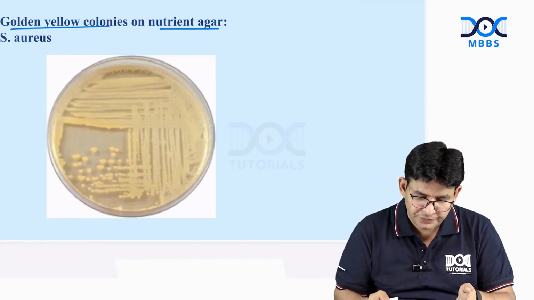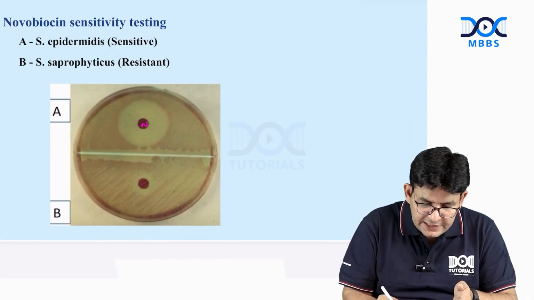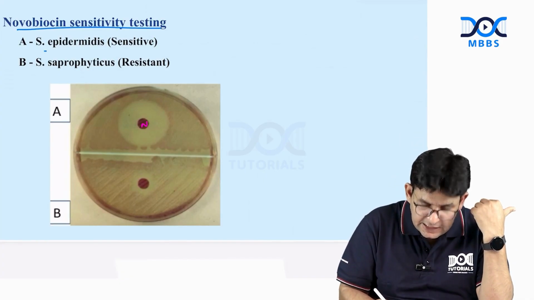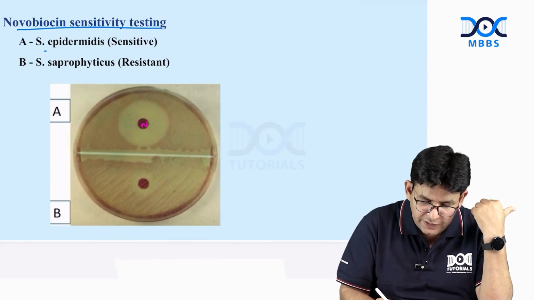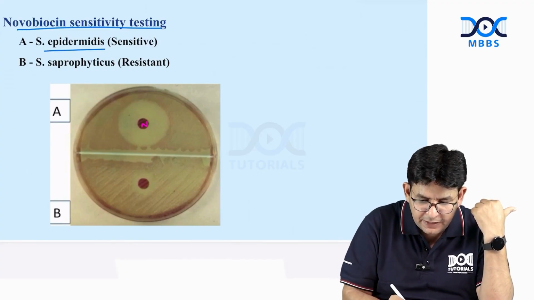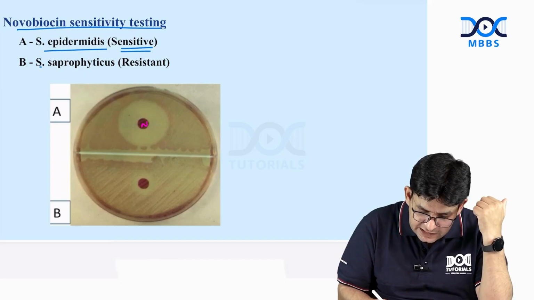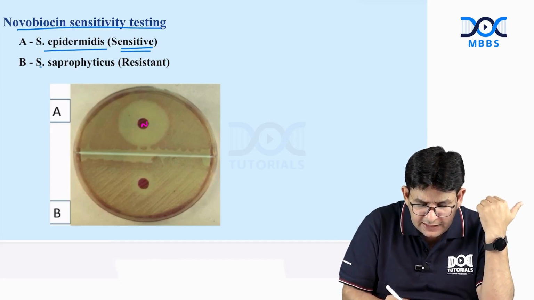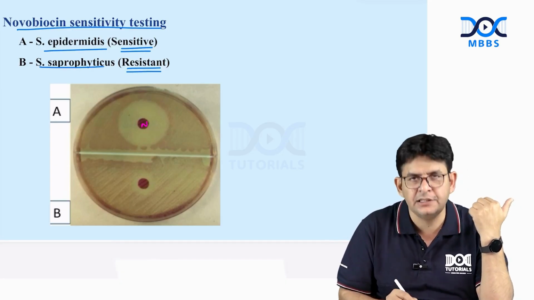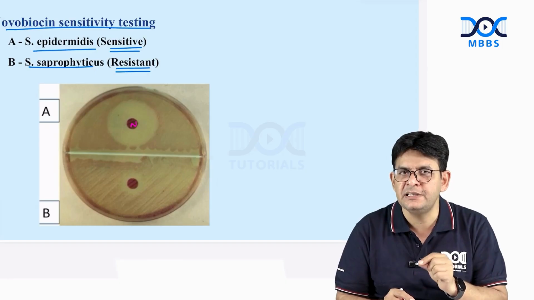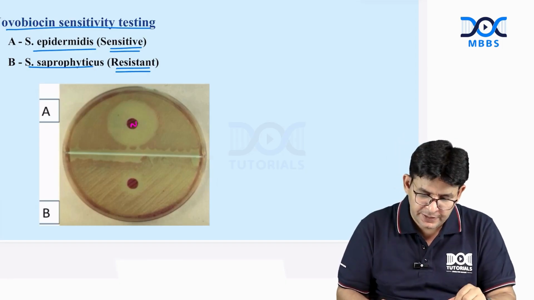Milk agar. Now, this is the testing which we have done for the coagulase-negative staphylococci, novobiocin testing. If you see this antibiotic disc N and a zone of inhibition, that means epidermidis is sensitive to novobiocin. And if you see a small zone or no zone, then that is saprophyticus, the resistant form. So this is the novobiocin antibiotic sensitivity testing.